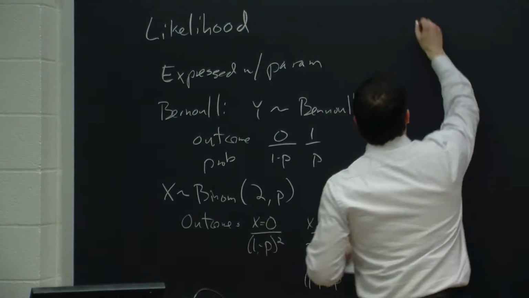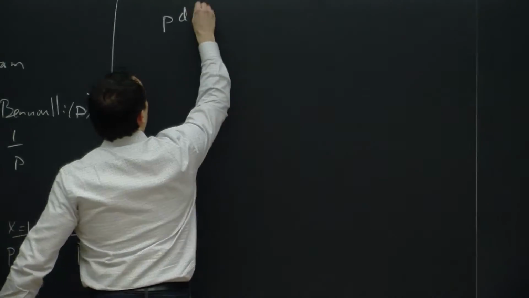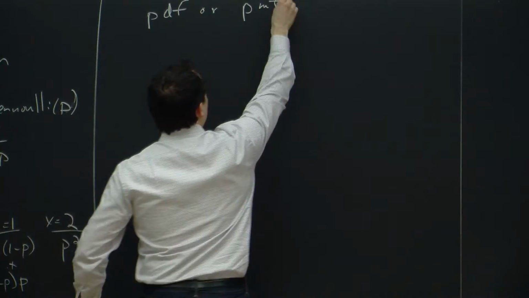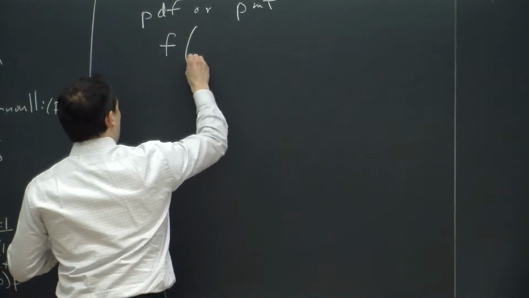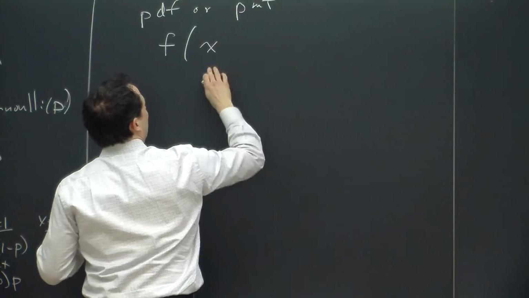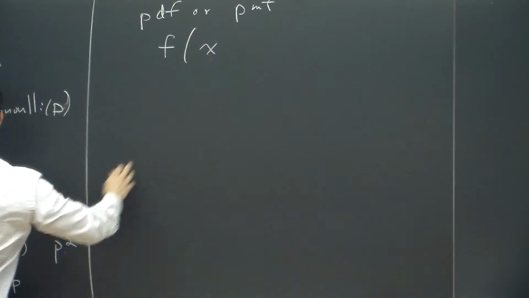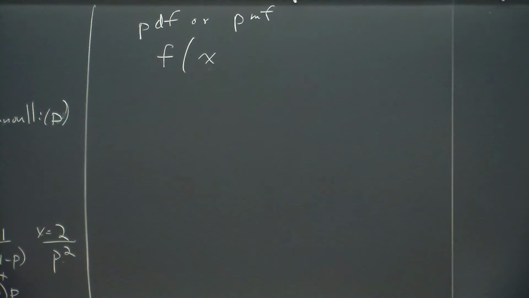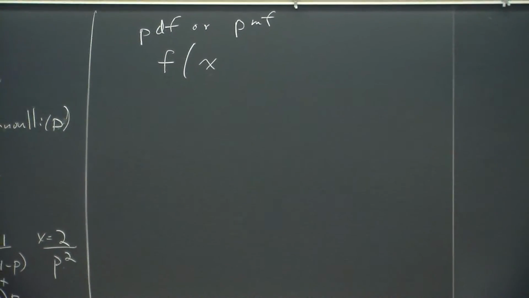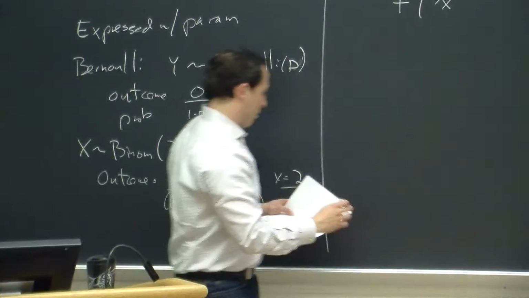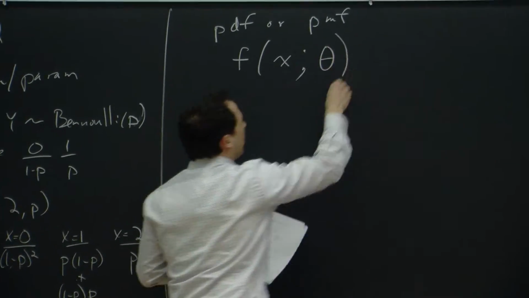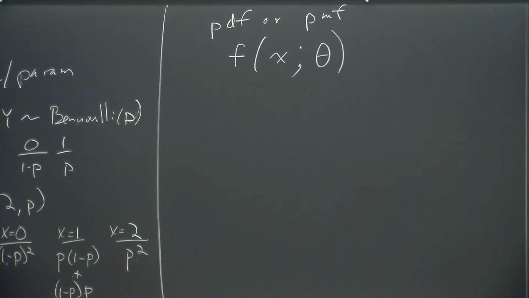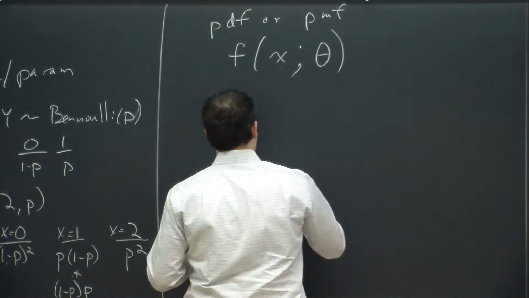So the probability distribution function, or probability mass function, is just a function f, and it has two inputs. Now we usually think of it as having one input, which is the outcome. But really it has two inputs because it's a function of both whether X was 0, 1, or 2, and what p was. Sometimes people write a semicolon or a bar there, and theta. I'll usually write a semicolon to distinguish it from conditional statements.